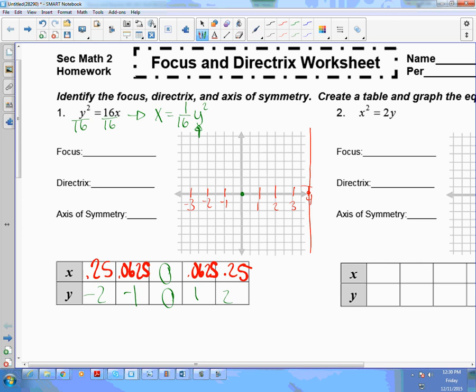Now the y is -2 to +2. So I don't want my graph to be really squished, so I'm going to do the same thing and go every 2 boxes. So 2 boxes up would be 1. 2 more boxes up would be 2. 2 boxes down would be -2. There's -1.